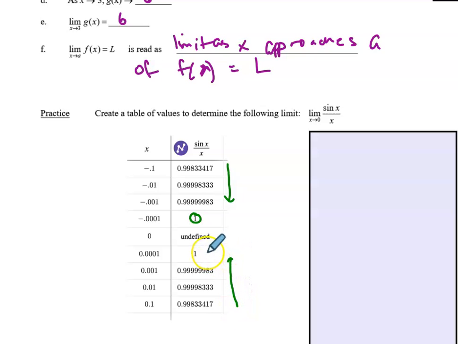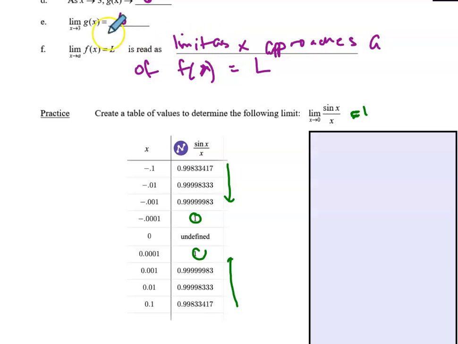As we approach x equals 0 from the positive side, we are also approaching 1. So that means the limit as x approaches 0 of the sine of x over x is equal to 1. And actually, I would argue that for this problem, we would write approximately equal to, because unless we had our algebra, we wouldn't be for sure certain that this limit is equal to 1.